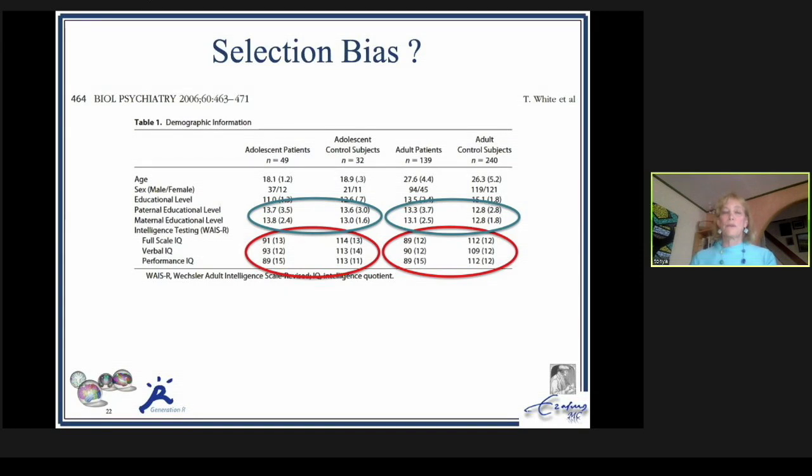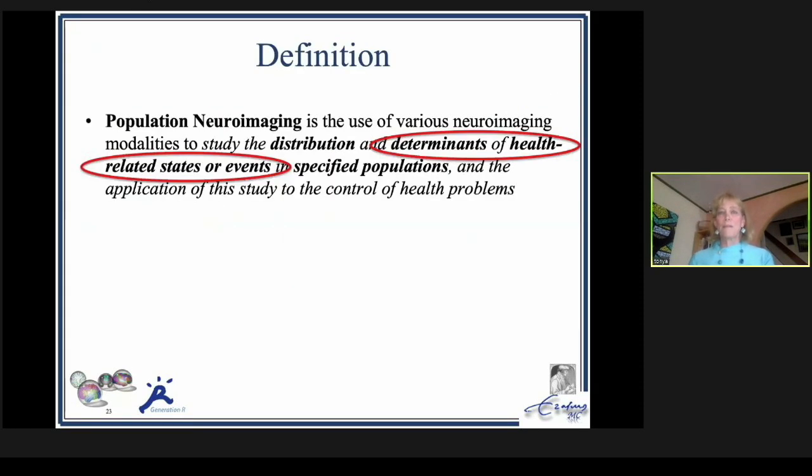And actually presenting both with and without controlling for IQ could be helpful in this case. So I'm going to move on back to the definition, but this time we're going to look at other terms in this definition, the determinants of health-related states or events.